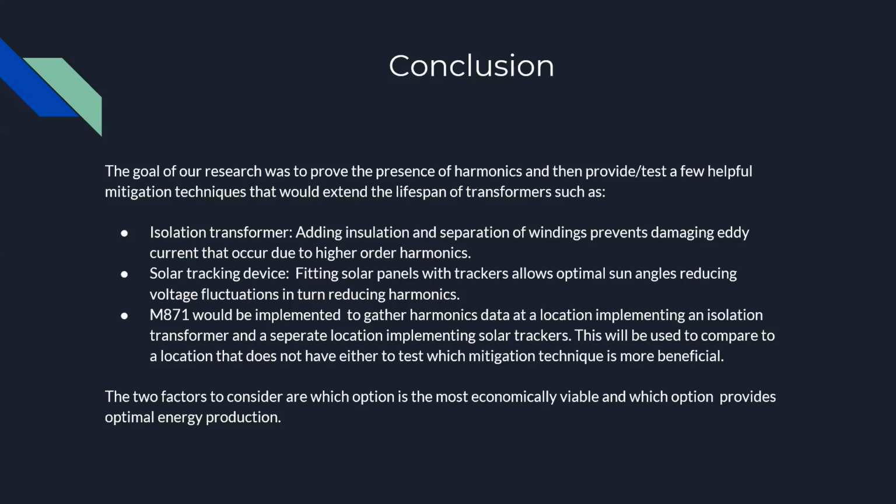The M871 would be implemented to gather harmonics data at a location implementing an isolation transformer and a separate location implementing solar trackers. This will be used to compare to a location that does not have either, to test which mitigation technique is more beneficial. The two factors to consider are which option is the most economically viable and which option provides optimal energy production.